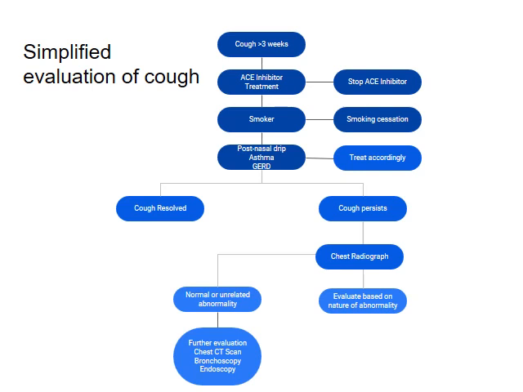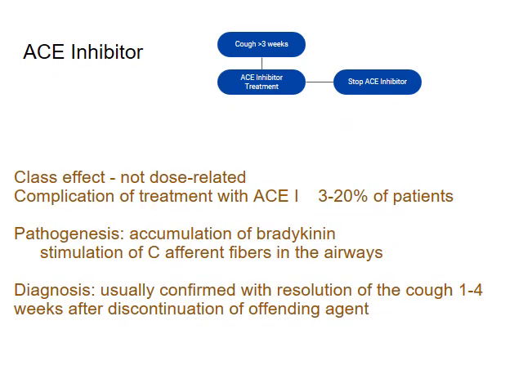This is a simplified algorithm for the evaluation of cough. So for a patient that would have cough of more than 3 weeks in duration, you have to check if the patient has ACE inhibitor treatment. So in this case, if a patient is taking an ACE inhibitor, the most logical course of action will be to stop the ACE inhibitor. It is considered a class effect, which is not dose-related, and it's found in 3 to 20% of patients.